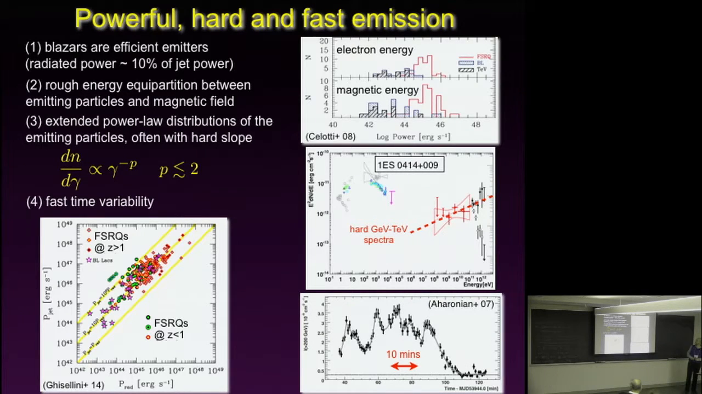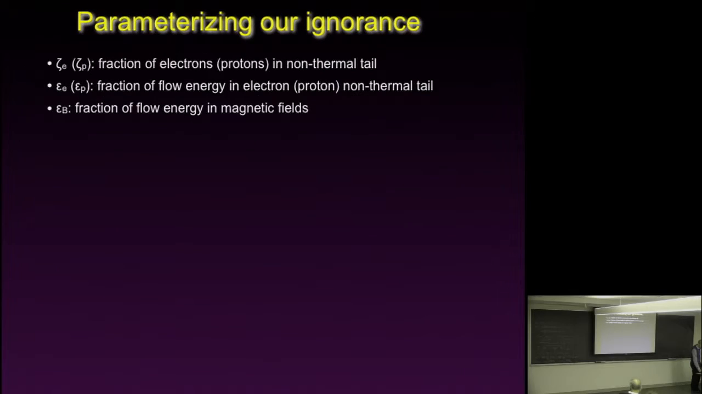And finally, the fourth property is about the time variability. We do see variability timescales from the jet of 10 minutes, and 10 minutes is actually less than the light crossing time across the black hole horizon for such objects, 10 to the 9 solar masses. So it's extremely fast timescales, which are hard to explain if you think that the minimum variability timescale is set by the black hole horizon.